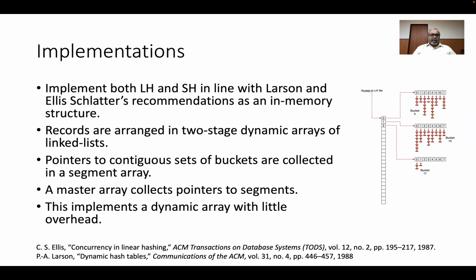Our implementation details. Implementation of both linear hashing and spiral hashing in line with Larson and Ellis Slaughter's recommendations as an in-memory structure. Records are arranged in two-stage dynamic arrays of linked lists. Pointers to contiguous sets of buckets are collected in a segment array. A master array collects pointers to segments. This implements a dynamic array with little overhead.